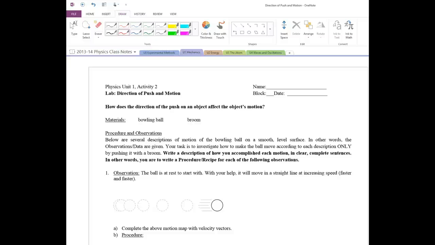Okay, so today in class you finished up the inertia ball activity, and the synthesizing and evaluating part of that is to look at Unit 1 Activity 2, which is called Direction of Push and Motion.